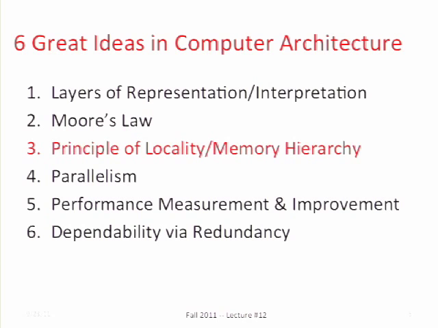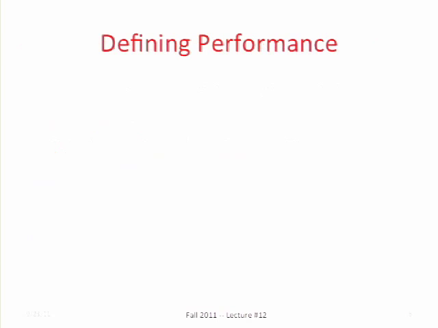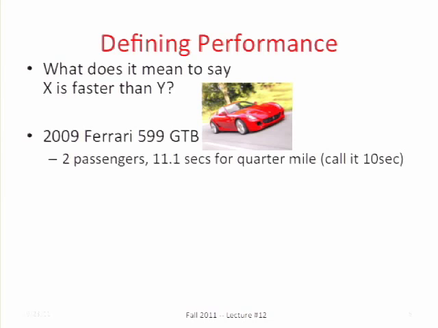Okay, so first part is I want to say a little bit about computer performance. So what does it mean to say you've got two systems X and Y, and X is faster than Y? So let's do a little thought experiment. So these were Randy Katz's original slides. So this is the car that he likes. Nice Ferrari. It carries 2 people if you're lucky. Also if you're lucky and it's running, it goes 11 seconds in a quarter mile. So call that 10 seconds.